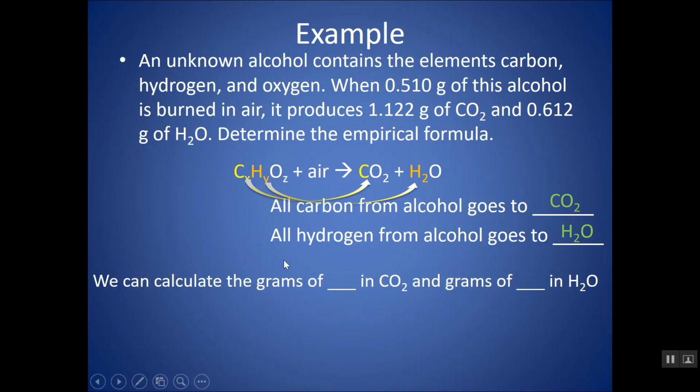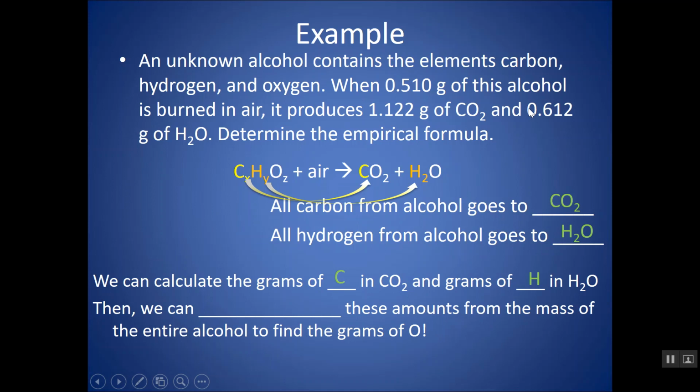In this case, if I can calculate the mass of C isolated from the CO2, and I can calculate the mass of hydrogen by isolating it from the H2O, and if I go back to the problem and notice they give me the initial mass of the alcohol itself, then I can find the mass of the last unknown, the oxygen, by subtraction.